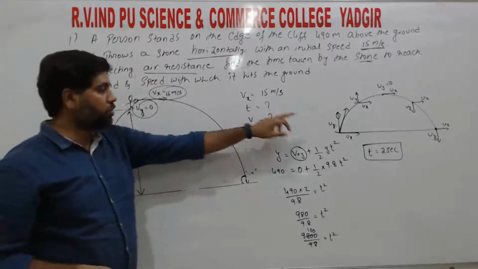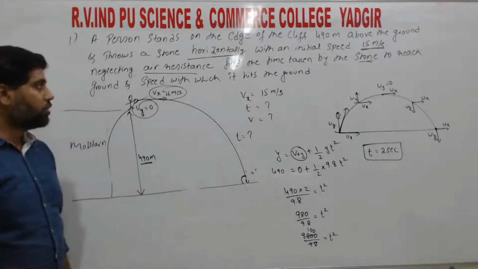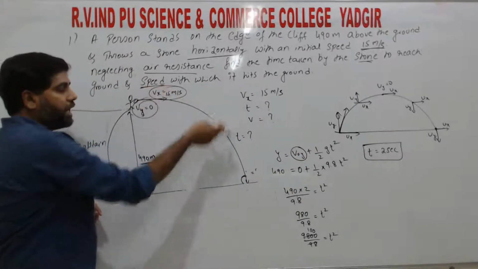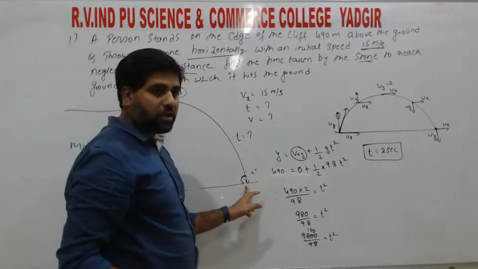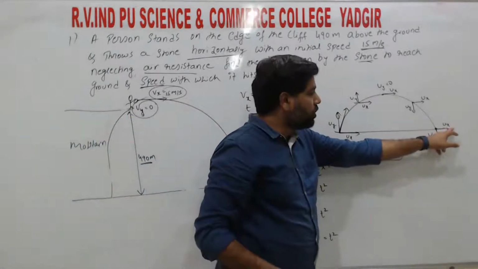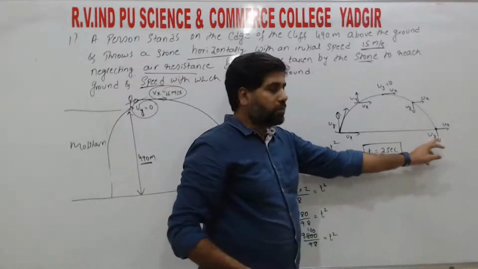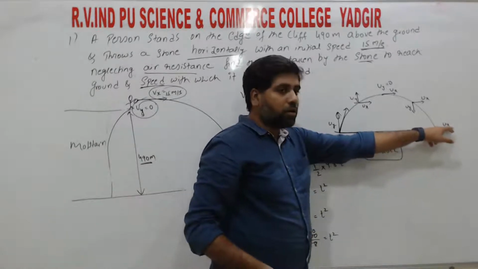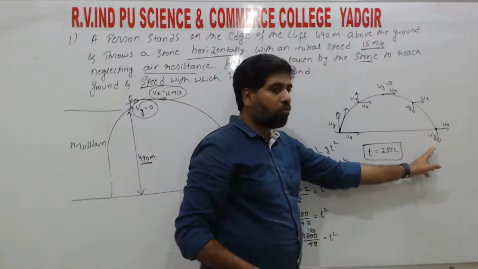So now we have calculated the time. Next, the speed with which it hits the ground. When it reaches the ground, it has both the velocity ux and uy, that means velocity along the x-axis and velocity along the y-axis.